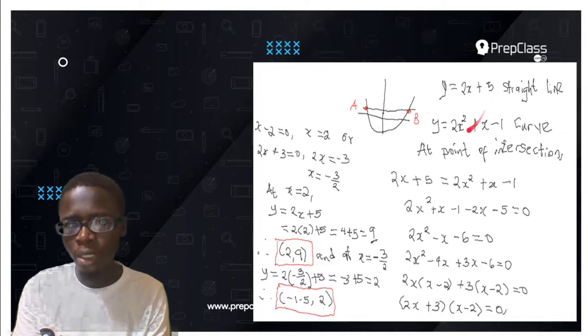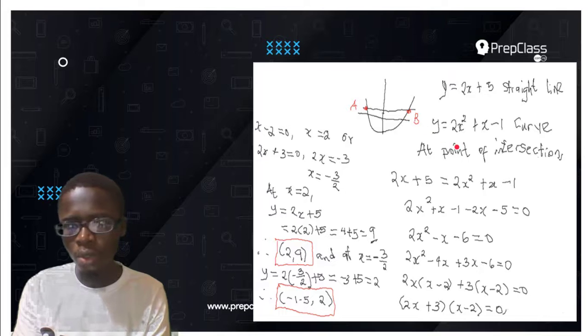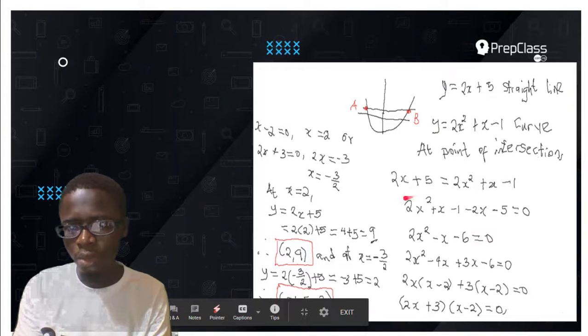So this is the equation of a straight line, this is the equation of a curve. You will understand here that at the point of intersection, the value of y is the same on both the straight line and on the curve. So this permits us to equate the two equations here. And here we need to rearrange this to form a quadratic equation, as you can see. So by bringing everything from this left hand side to this other side, 2x crossing becomes minus 2x and 5 crossing becomes minus 5. So everything here turns 0. So this will leave us with 2x squared minus x minus 6 is equal to 0.